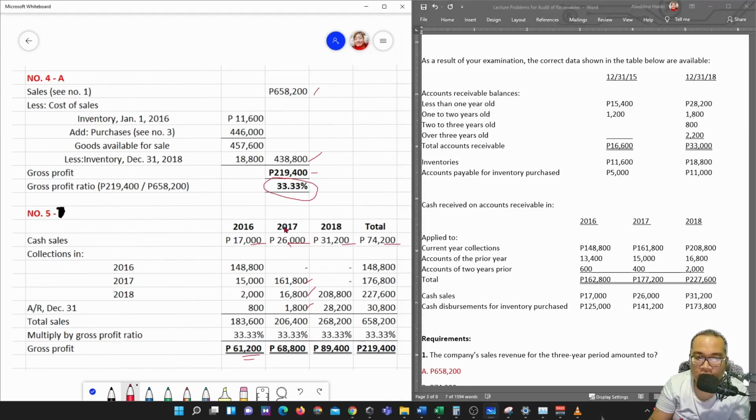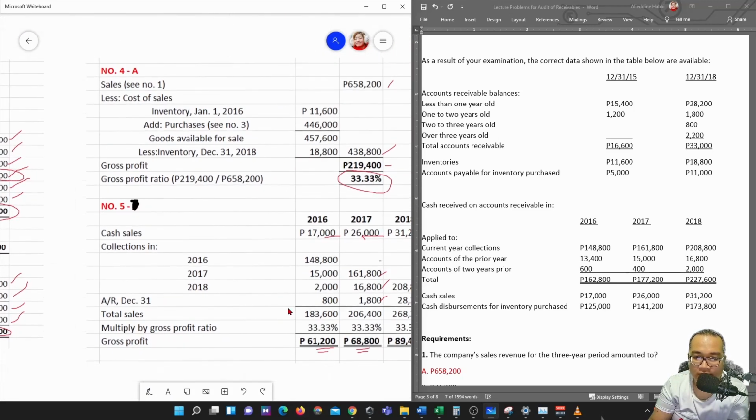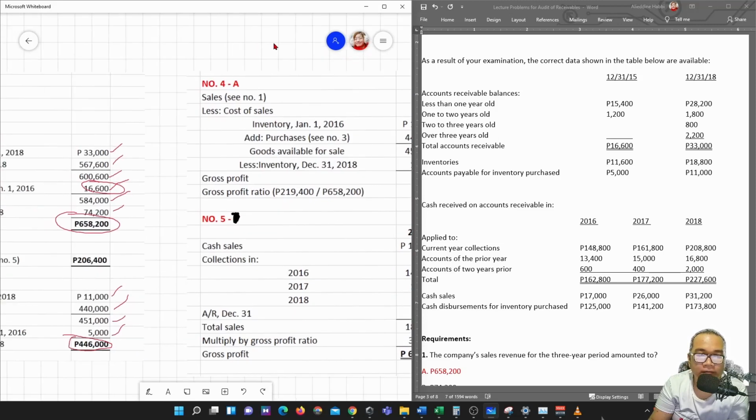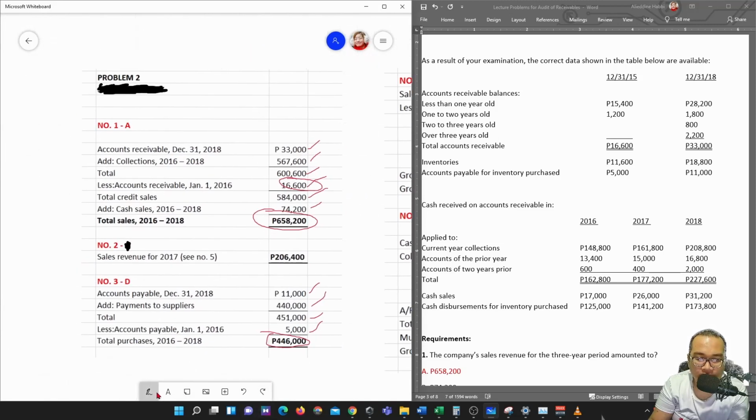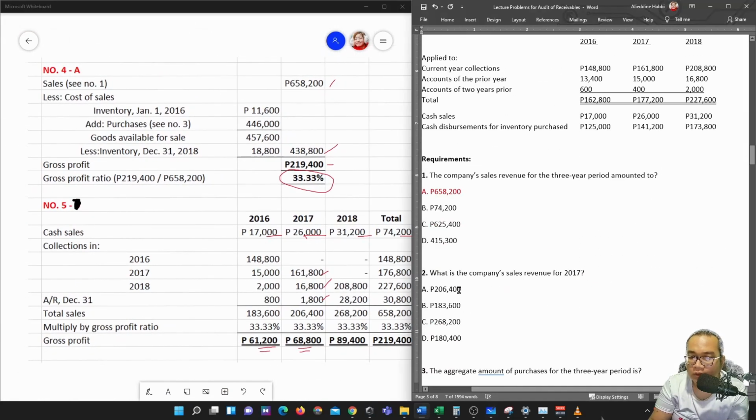So, ito yung total sales, cash sales, and yung na-collect galing sa AR, and yung natitirang AR, 206,400 times mo ng gross profit rate, 68,800. Which is going to be the answer sa number 2. Kasi nga, 68,800. So, ang answer sa number 2, gross pro sales revenue pa lang tayo sa number 2. 206,400, number 2, sales pala. Yan. 206,400. So anyways.